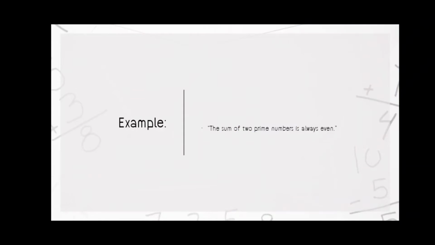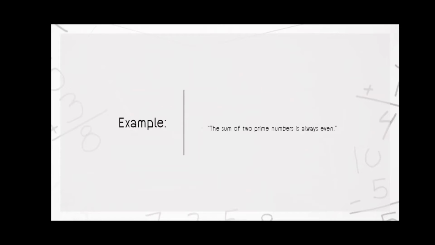Here is an example. The sum of two prime numbers is always even. The given statement can either be true or false. Since the sum of two prime numbers can be either an even or an odd number, such statements are mathematically not acceptable for reasoning, as this sentence is ambiguous. Thus, a sentence is only acceptable mathematically when it is either true or false, but not at the same time. Therefore, the basic entity required for mathematical reasoning is a statement.